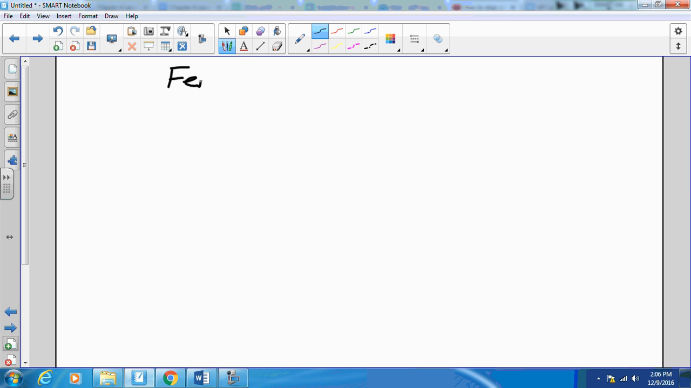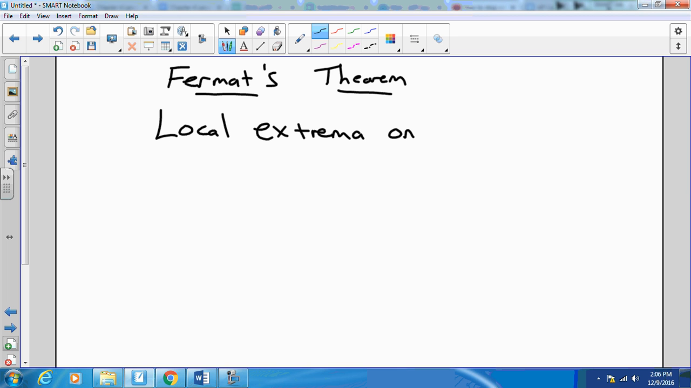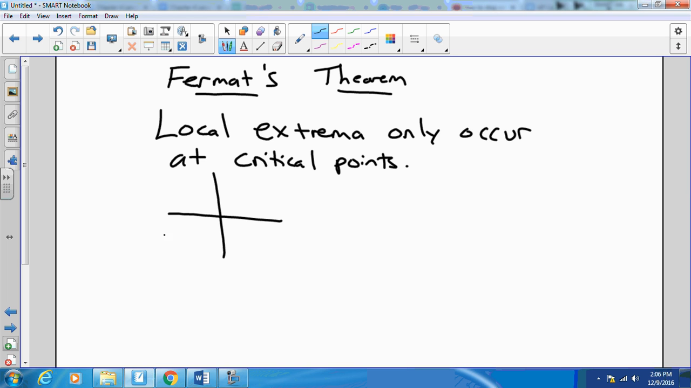Well, we're going to have two theorems. The first identifies for us candidates for local maxes and mins, and that is Fermat's theorem. Fermat's theorem is easiest to state like this: local extrema only occur at critical points. Local extrema only occur at critical points. Now, as with our other theorems, I'm not going to prove them at this time. I will in January, but I want to make this plausible to you.